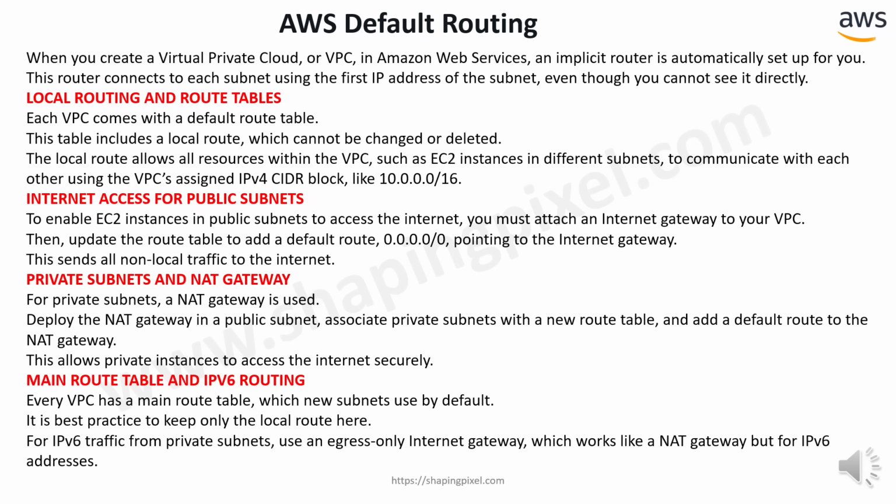When you create a virtual private cloud or VPC in Amazon Web Services, an implicit router is automatically set up for you.